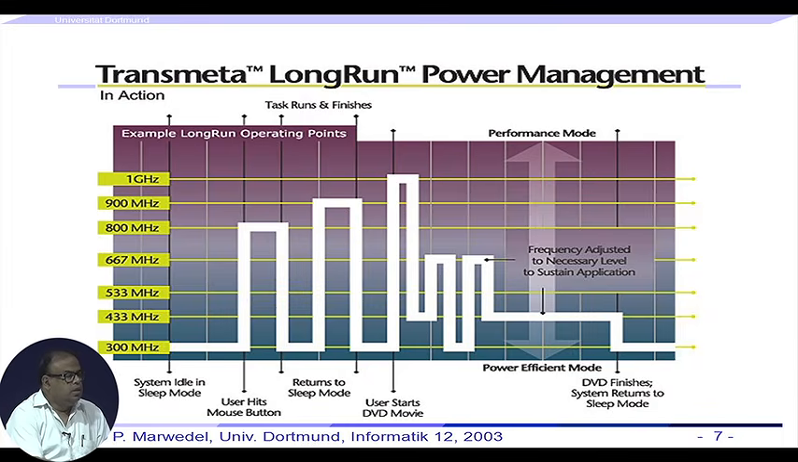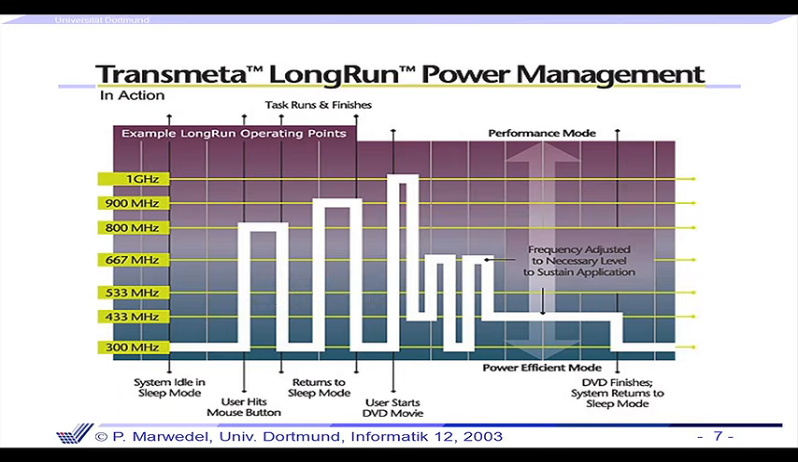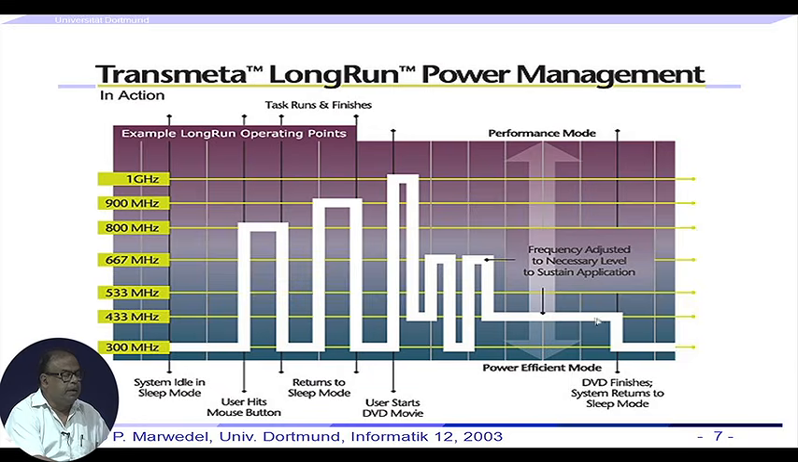All right. Then later, when it is stabilized, I can come to much lower frequencies, adjusted to the level necessary to sustain the application, going in a steady state, right. And then ultimately the DVD finishes and I go back to the sleep mode. So, in that way we can change the frequency. It is not necessary that when you have a 1 gigahertz processor, all the operations are done at 1 gigahertz. If they were, a huge amount of power would be consumed. So, that is automatically adjusted.